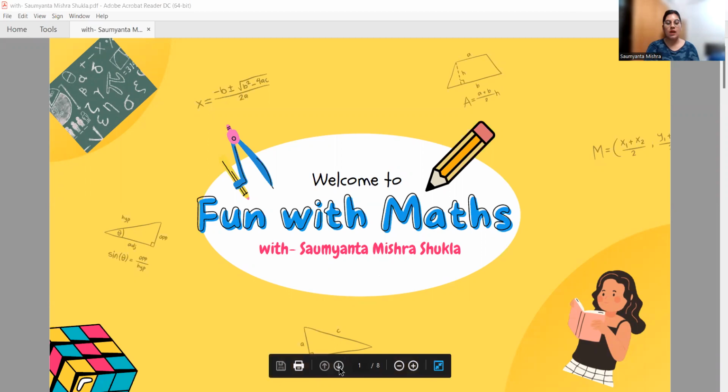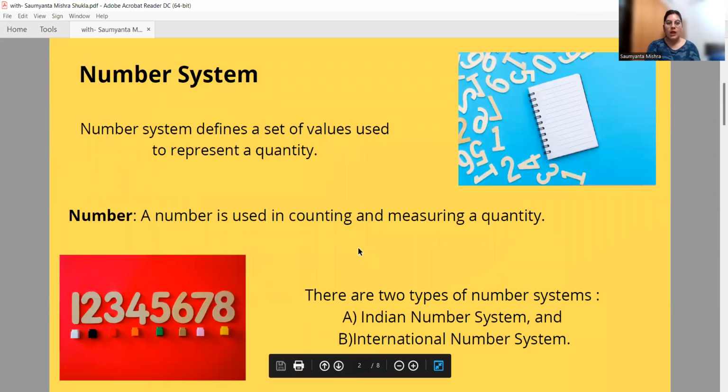Today, we are going to discuss the number system. A number system defines a set of values used to represent a quantity. We know that we use numbers for counting anything, like counting the number of people in a room, the number of toys you have, the number of sweets in your pocket, and we also use numbers for measuring a quantity, like measuring the length of a line or the distance between two things. So numbers can be used in various ways.